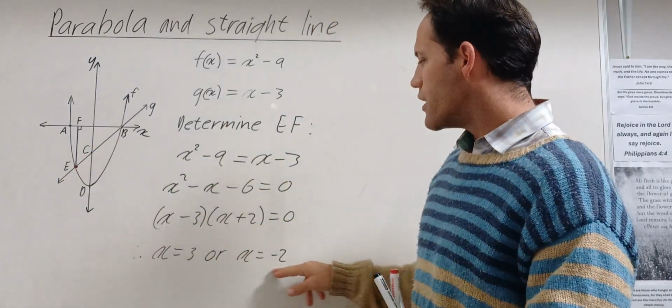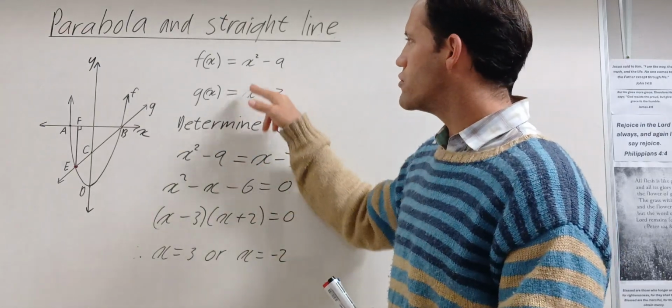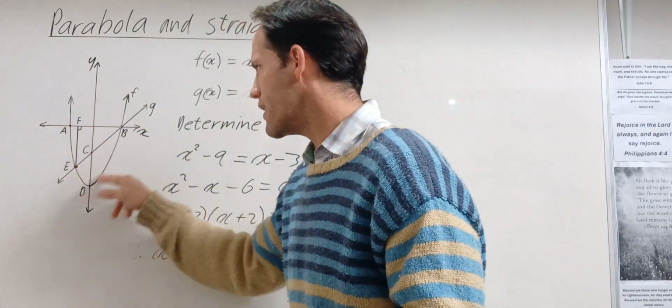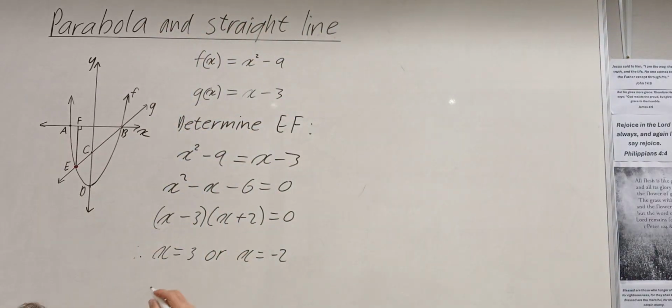So now that we know it's at negative 2, we put the negative 2 into any one of those two equations because they intersect there. And let's say we put it into the straight line. If you say now G, now let's make it F negative 2. It's going to be negative 2 squared minus 9. That's 4 minus 9 is negative 5. And then you got the y value there. So therefore EF will be 0 minus negative 5, which gives you 5 units.